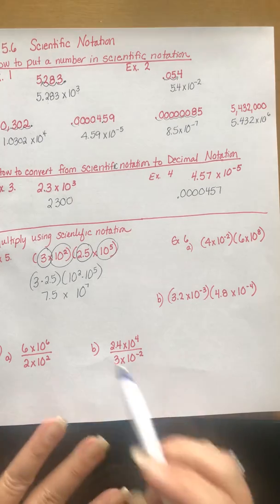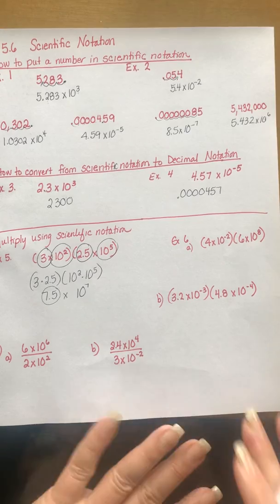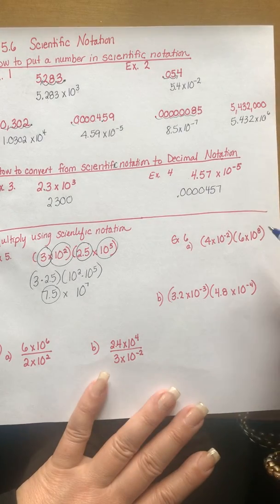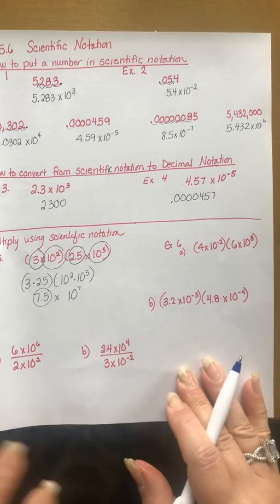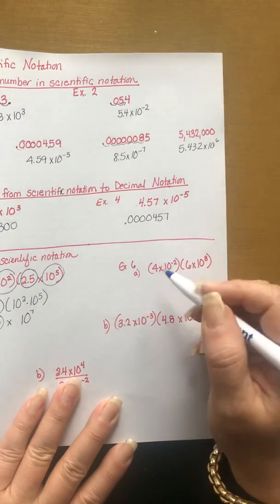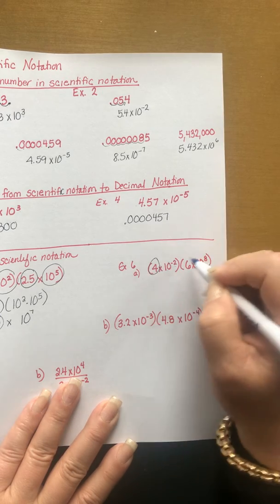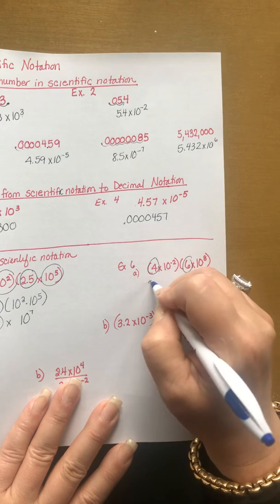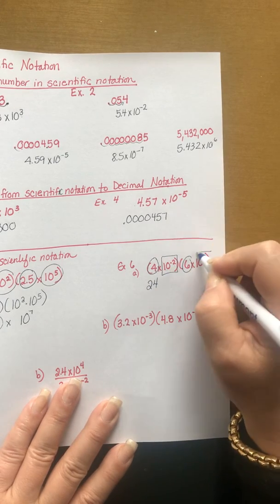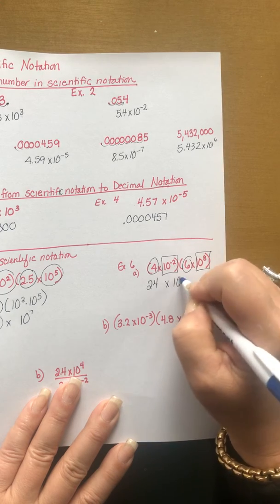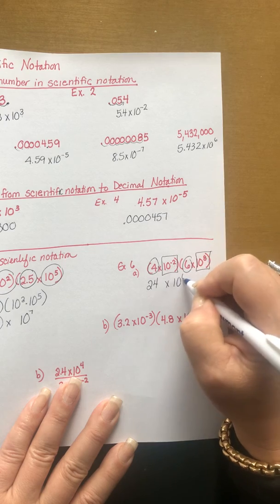So let's do another one. And you want to make sure that this number is between 1 and 10, and it is, because there's going to be an example where it's not going to be. So example number 6a is right over here. So we have 4 times 10 to the -2 times 6 times 10 to the 8th. So you're going to multiply 6 times 4, you get 24. And then to multiply these two, you keep it as 10, and you're going to add these two. -2 plus 8 is 6.